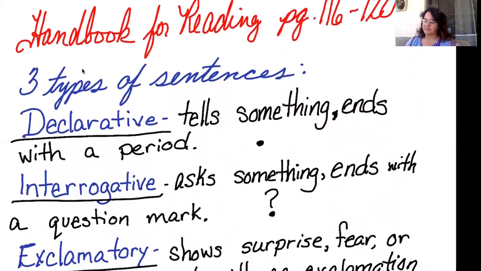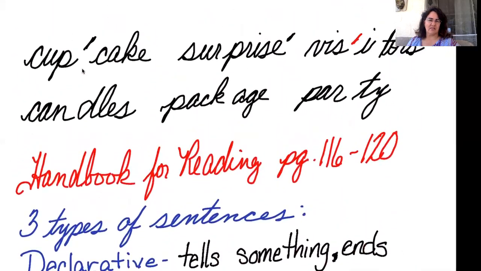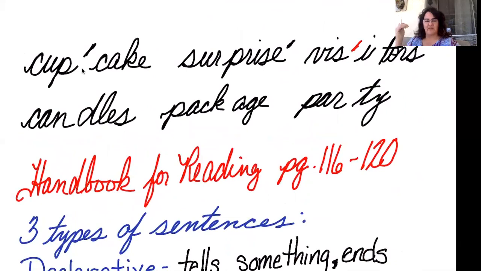All right. Let's go ahead and do the word candles. Sorry, friends. I am having technical difficulties, so we'll do the best we can, right? The word candles gets accented after the can.